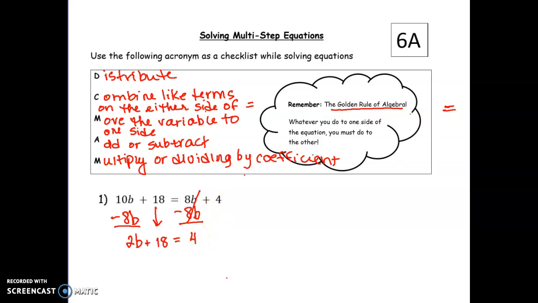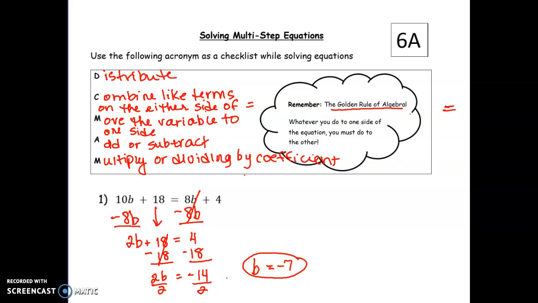Now we want to add or subtract a constant, and we're going to move the constant to the other side. We're going to take negative 18, because we have a positive here. 18 minus 18 is 0. So 4 minus 18 is negative 14. I'm going to keep my equal sign there, and my 2b is going to come down. So now I've got 2b is equal to negative 14, and I'm going to divide both sides by 2. So my final answer is b is equal to negative 7.